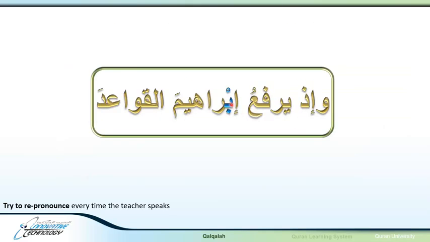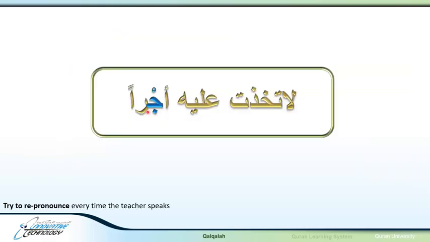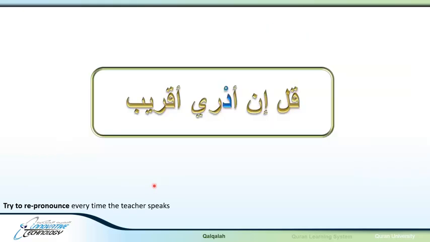The ba in the middle of a word. إبراهيم. Next, the jim in the middle of a word. لاتخذت عليه أجرى. The jim here with sukoon in the middle of the word. Next, أدري. Dal, low qalqala. Dal in the middle of the word. قل إن أدري. أقريب.